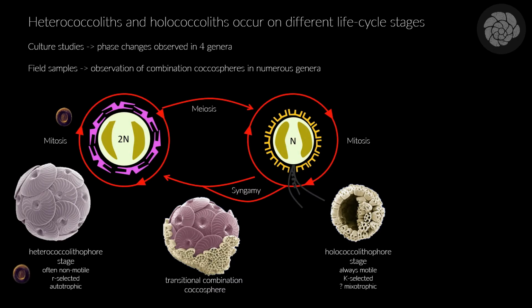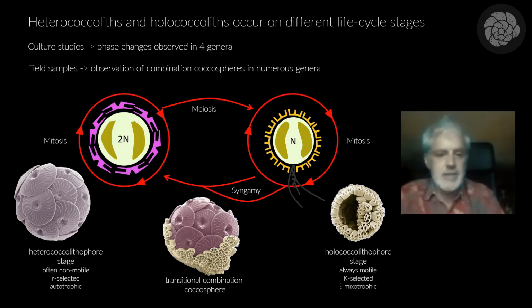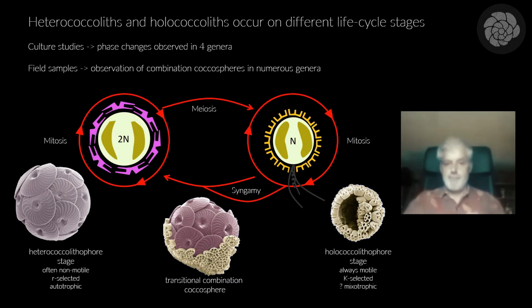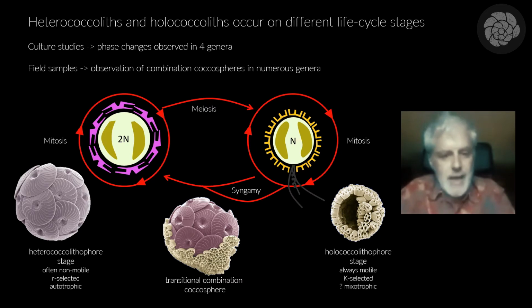The diploid phase produces the heterococcoliths, and it will carry on growing asexually happily, in the case of something like Calcidiscus, for years and years in culture, until for some reason it changes and undergoes meiosis, produces the haploid cells, which will then produce the holococcoliths, and again they will reproduce asexually for ages. So you've got two separate stages of the life cycle, and then just occasionally we find the transitional coccosphere. In terms of ecology, it's a really important aspect. It's also, in terms of biomineralization, something quite extraordinary, where for some reason calcification occurs in both phases of the life cycle, but with different mechanisms.